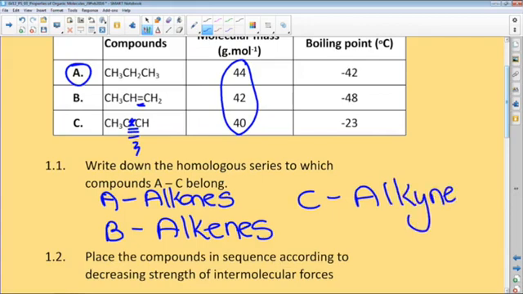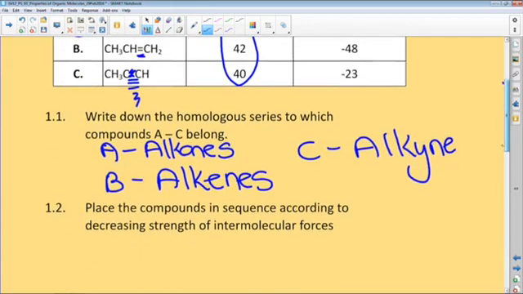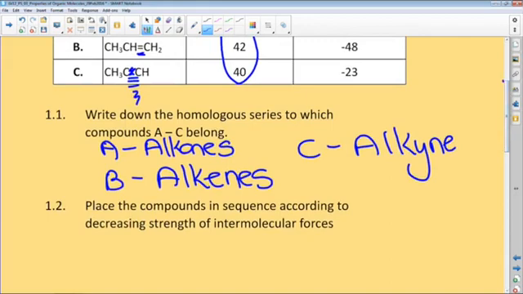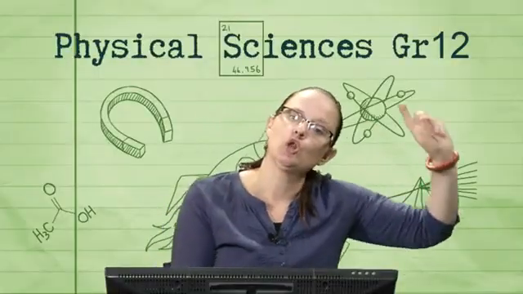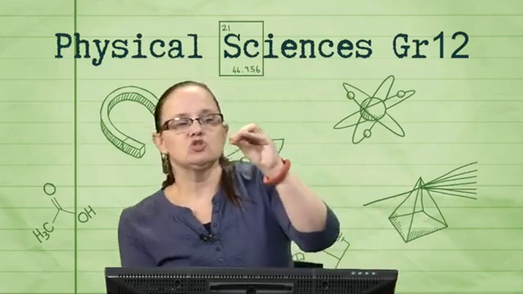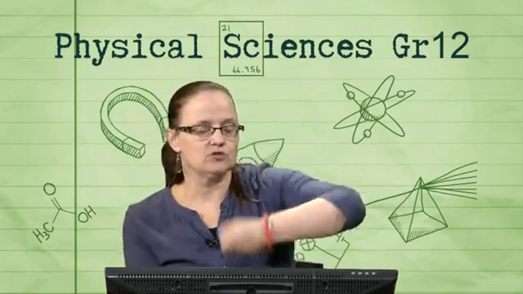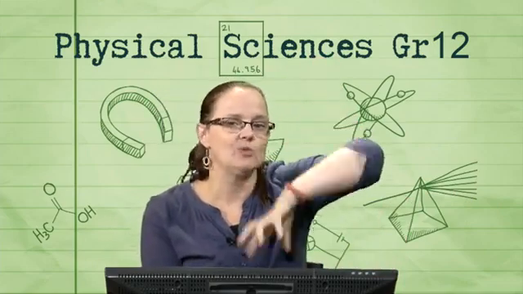Now, the next one's a reading problem, because now they say place the compounds in sequence according to decreasing strength of intermolecular forces. If the intermolecular forces get weaker, the boiling point gets lower, okay? So the stronger the intermolecular forces, the higher the boiling point. The weaker the intermolecular forces, the lower the boiling point.